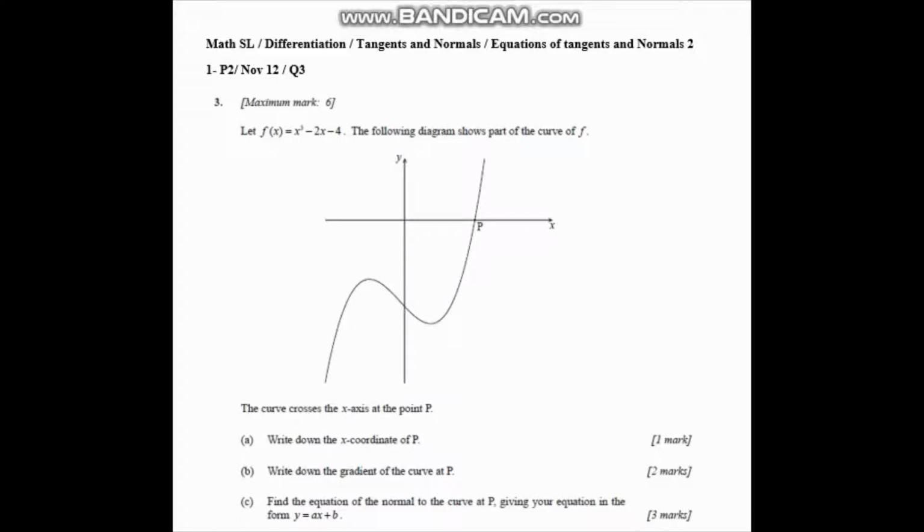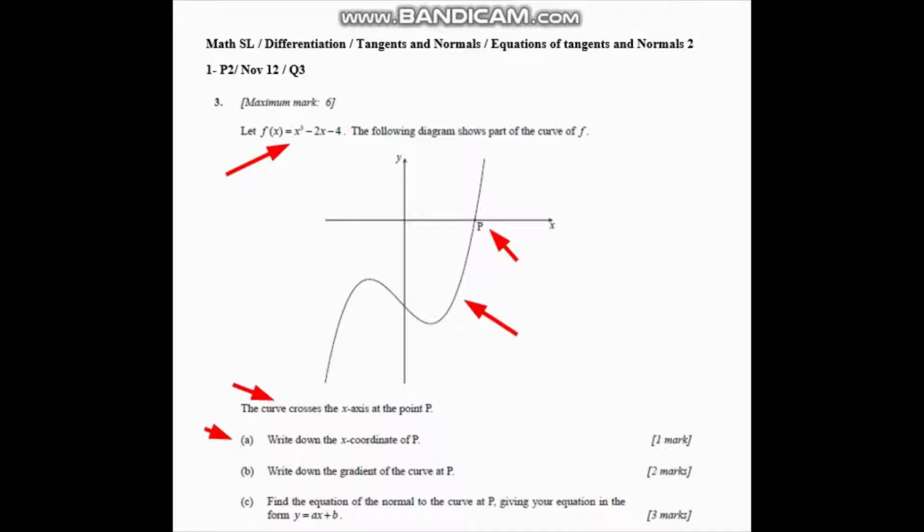So in question A, you are required to write down the x-coordinate of P, where P is the point at which the curve crosses the x-axis. So there is P, and we are told that this is the point at which the curve crosses the x-axis, and we are given the equation of the function f of x. So in order to find the x-coordinate of P, I simply need to find the zero of this function.